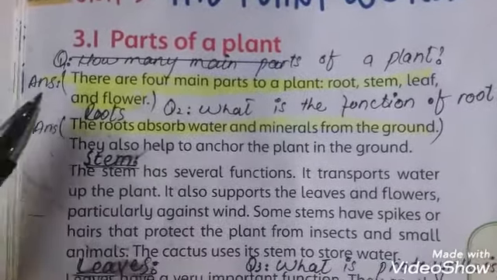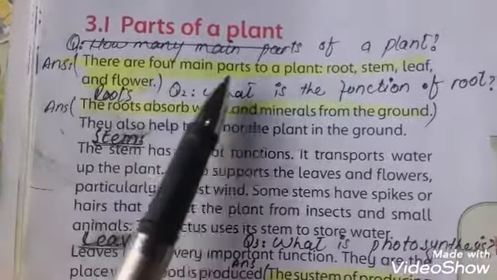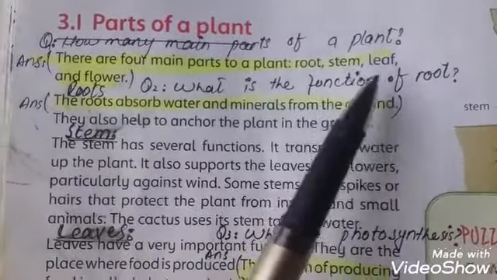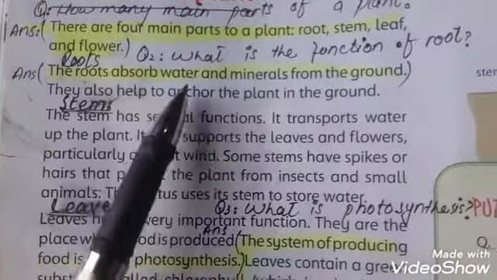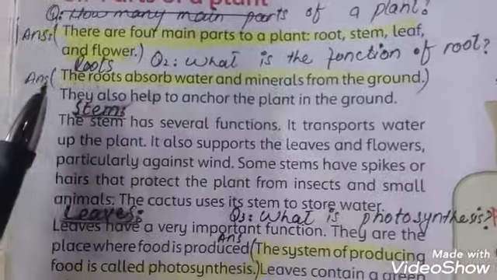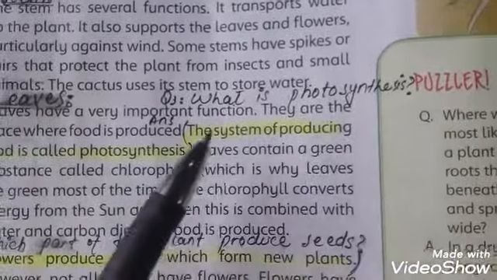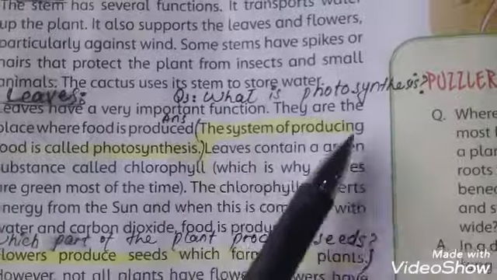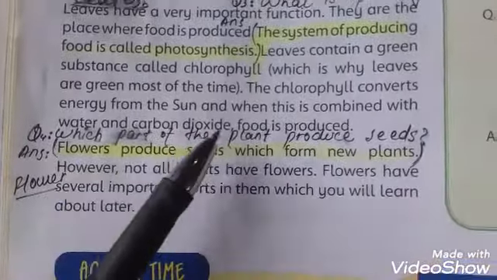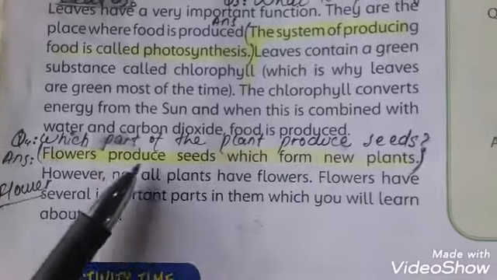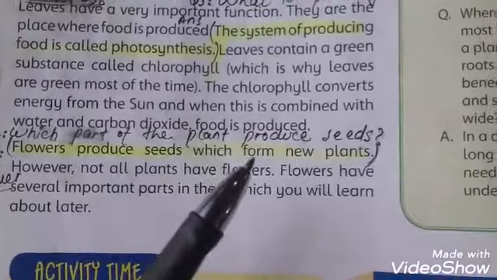Students, book reading questions. Question number 1: how many main parts does a plant have? Answer: four parts, root, stem, leaf, flower. Second question: what is the function of root? The root absorbs water and minerals from the ground. Third question: what is photosynthesis? Answer: the system of producing food is called photosynthesis. Fourth question: which part of a plant produces seeds? Flower produces seeds which form new plants.